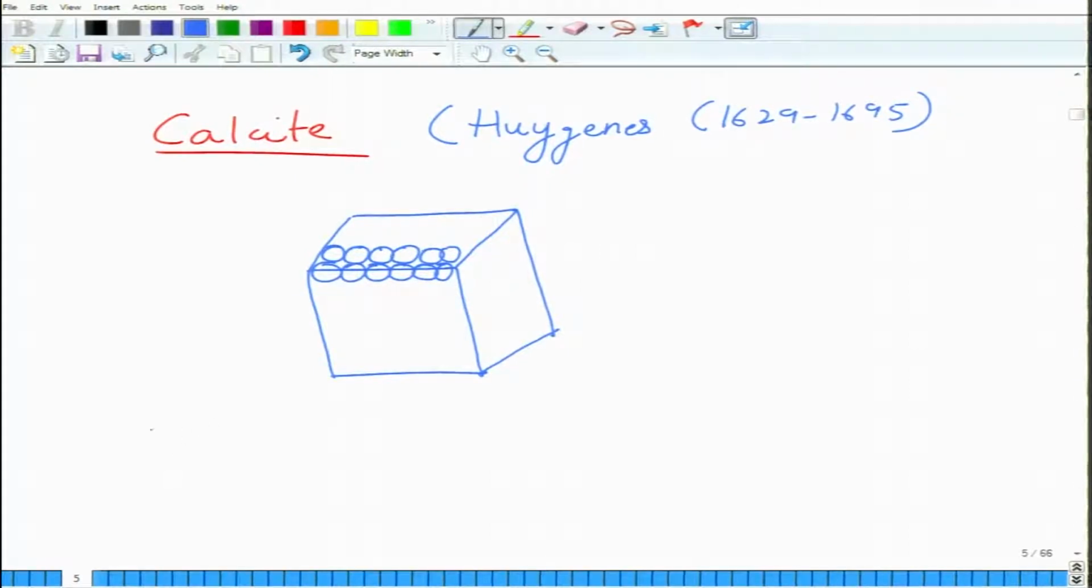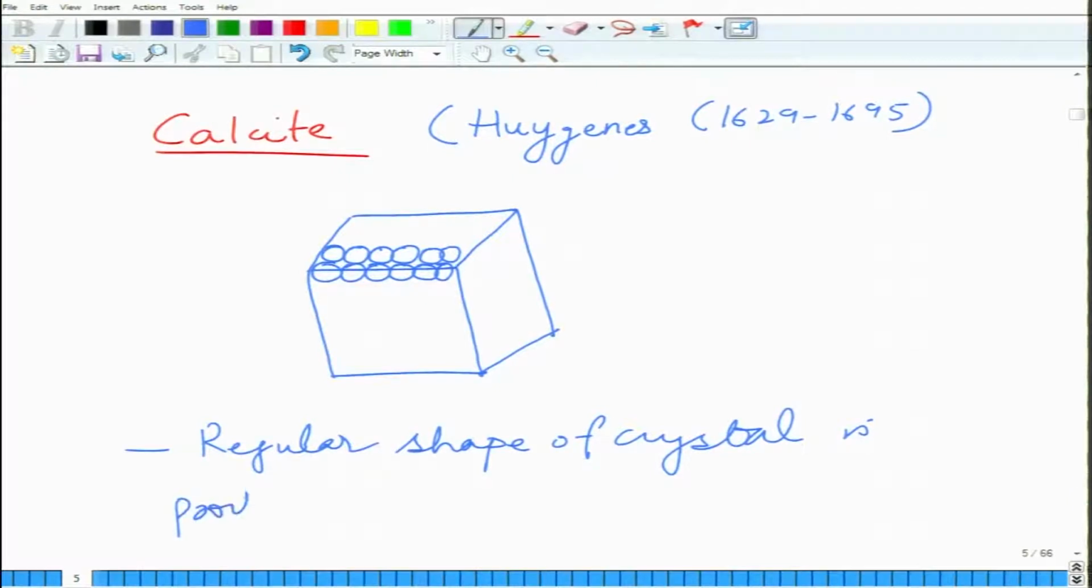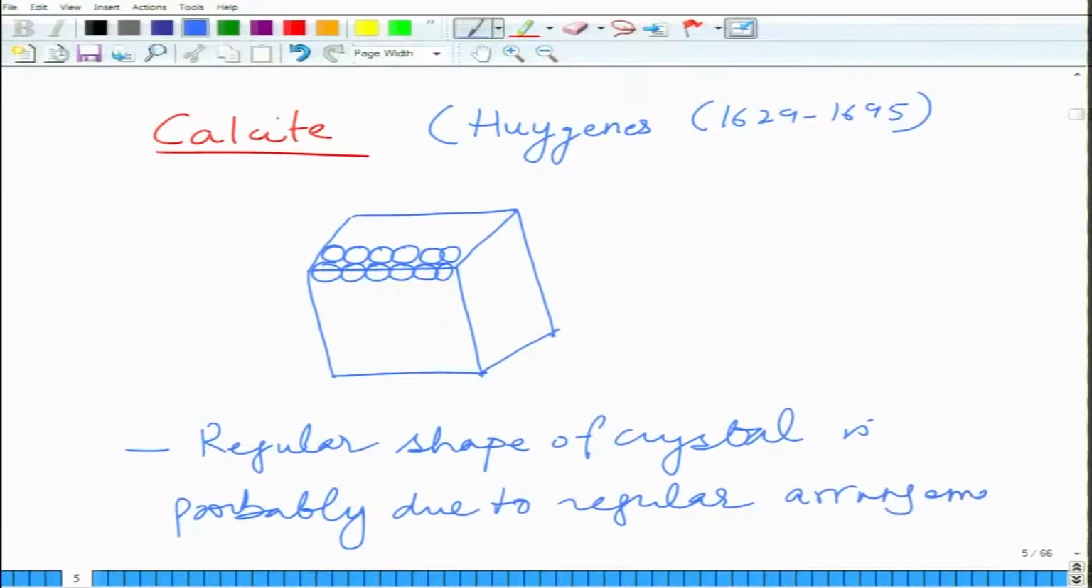So, you can say that the first thought was that the regular shape of crystals is probably due to regular arrangement of atoms in crystals. So, these were some earlier indications of why atoms could be arranged in a periodic fashion in space.